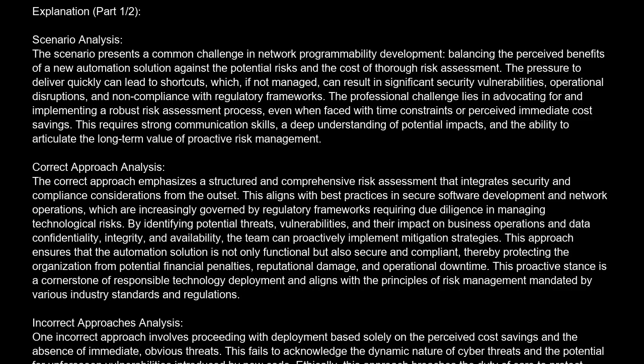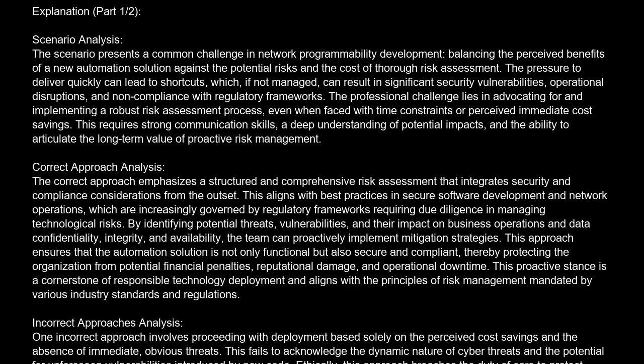Incorrect approaches analysis. One incorrect approach involves proceeding with deployment based solely on the perceived cost savings and the absence of immediate, obvious threats. This fails to acknowledge the dynamic nature of cyber threats and the potential for unforeseen vulnerabilities introduced by new code. Ethically, this approach breaches the duty of care to protect organizational assets and data. From a regulatory perspective, it can lead to non-compliance with data protection laws and industry-specific security mandates that require a proactive risk management posture.